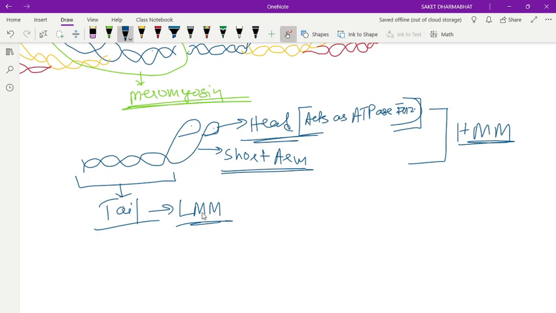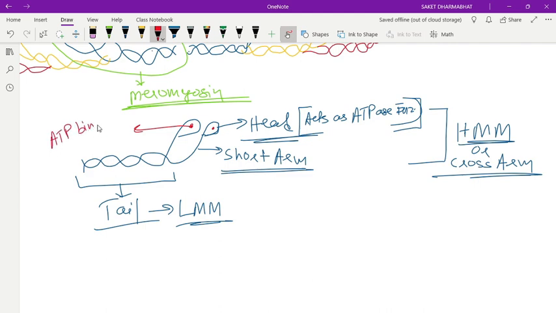Tail is called what? Light meromyosin, because its weight is less. And HMM means heavy meromyosin. Now head and this short arm, both of them together are called what? Cross arm. So head and arm together are called cross arm or heavy meromyosin. Tail will be called what? Light meromyosin. Up to here understood? Okay. Now in this head there is one site. This site is called what?